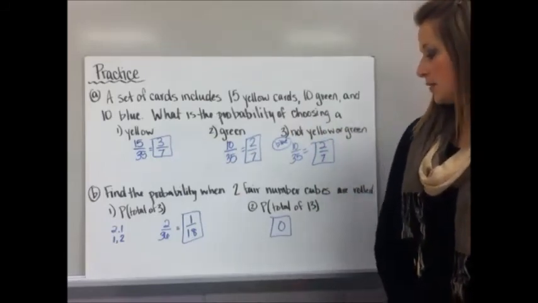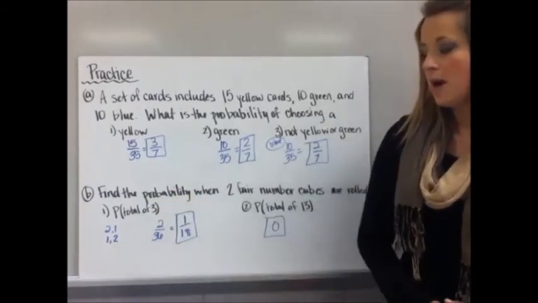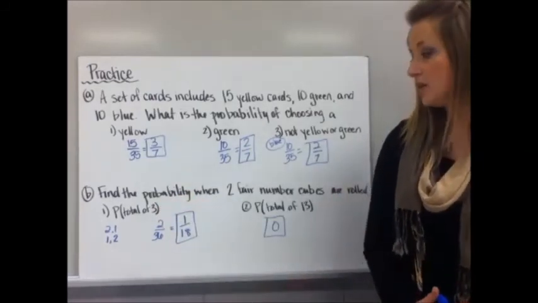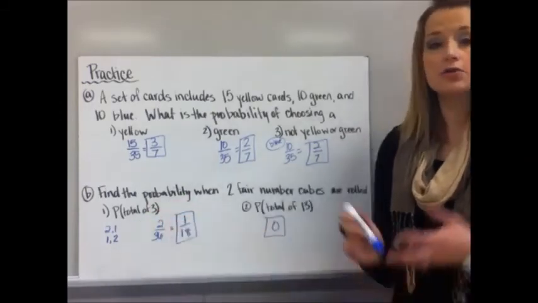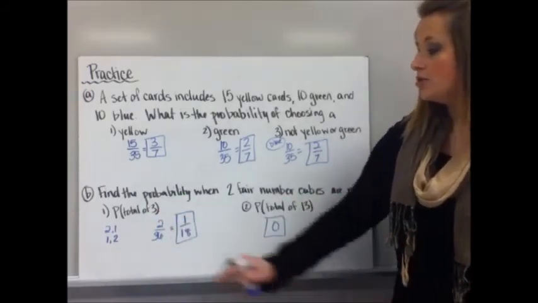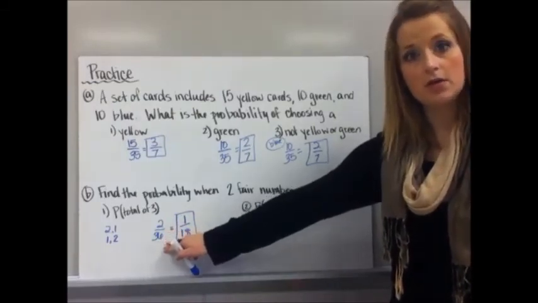Part B, find the probability when 2 fair number cubes are rolled. First, the probability that the 2 number cubes have a total of 3. I could roll a 2 and a 1 or a 1 and a 2. Those are my possible combinations. So that's 2 out of 36. 36 comes from me using the fundamental counting principle.